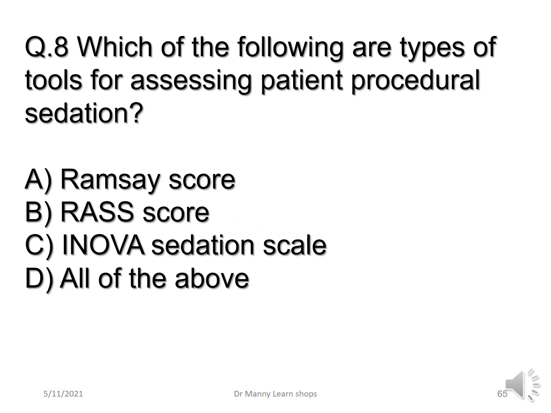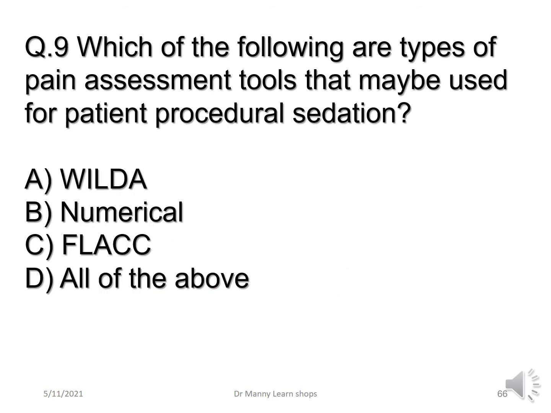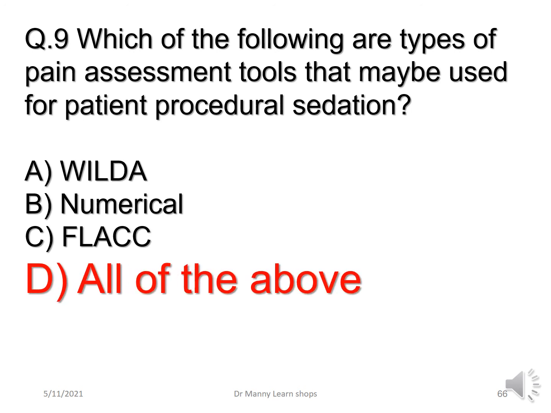Which of the following are types of tools for assessing patient procedural sedation? The Ramsey score, the RASS score, the innovation sedation score, or can you use all of them? You can use all of them. Depends on your organisational policy. Which of the following are types of pain assessment tools that may be used for patient procedural sedation? WILDA, the numerical score, FLACC, or can all of them be used? All of them can be used.